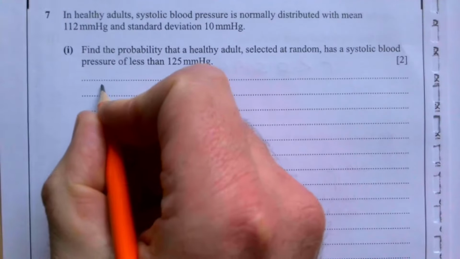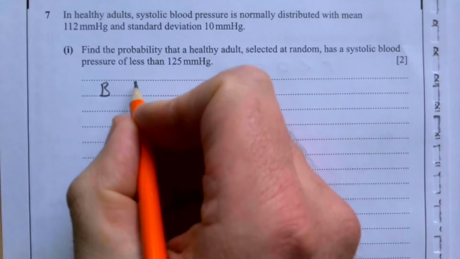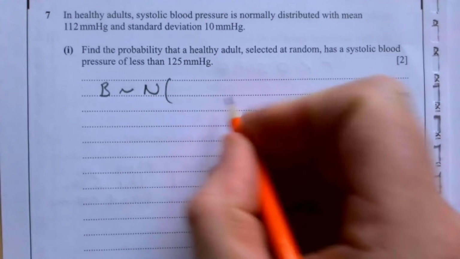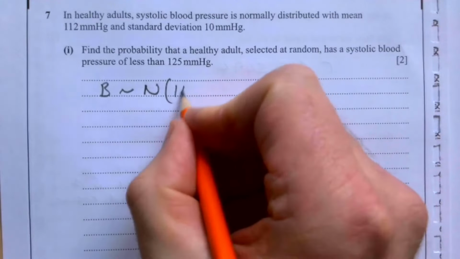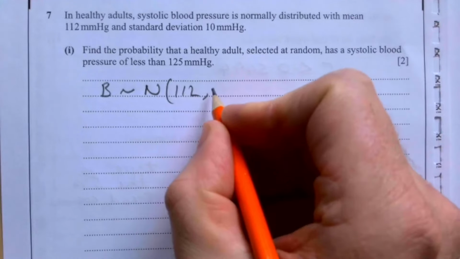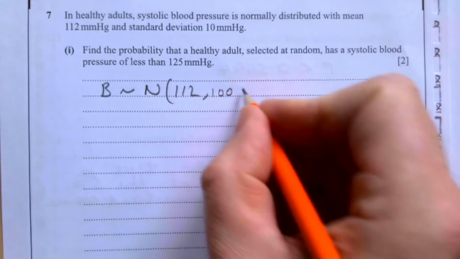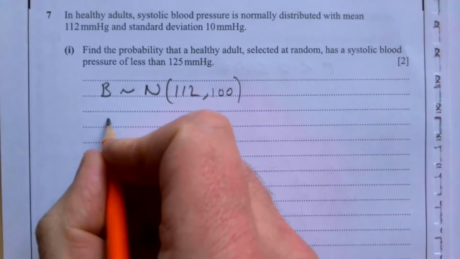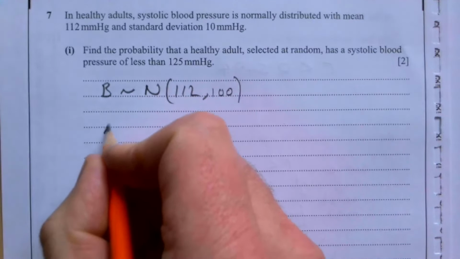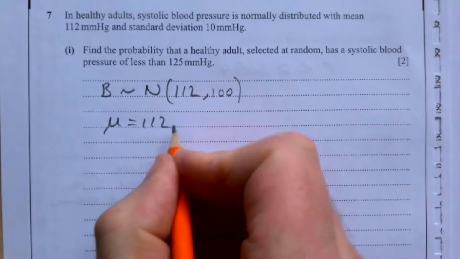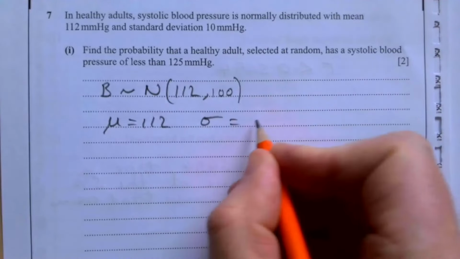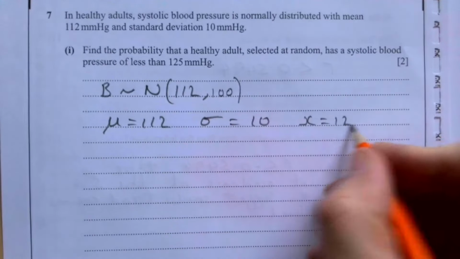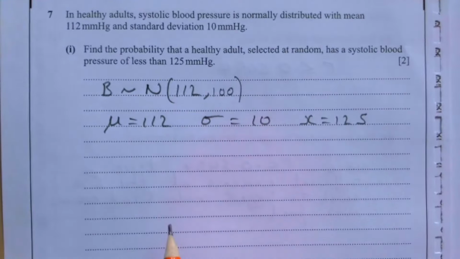So we have our distribution, which I guess I'm calling V, and it's our normal distribution, and our mean is 112, and our standard deviation is 10, and our variance then is going to be 100. So what do we know? We know that our mu is 112. We know our sigma is 10, and for this part our x is going to be 125.